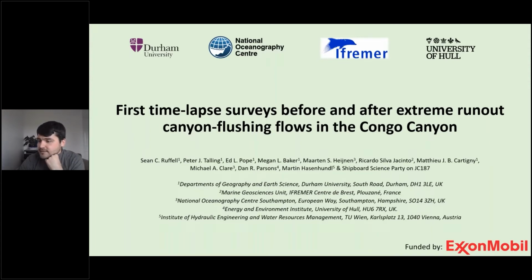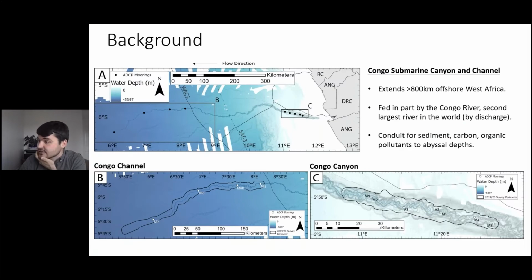Now, Pete and Meg have given us an excellent introduction, so I don't need to go into this too much. However, what I'd like to point out is here we have the full submarine system. I'll get my laser pointer. So here we have the full Congo submarine system. Here is box C with Angolan waters, and the black outline is the extent of our survey. And here in point B, we have the international waters, which is the Congo Channel, and the black outline is the extent of our survey. They make up 40% of the total Congo Canyon and Channel.